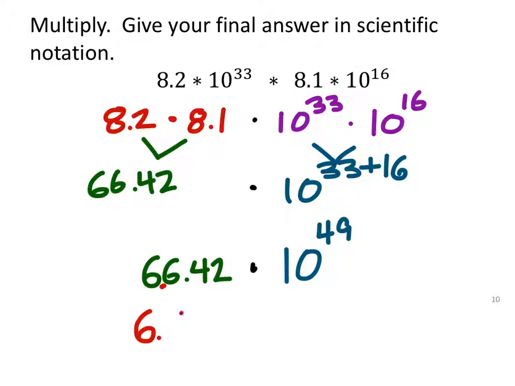So I know it's going to be 6.642, and yes, we'd multiply that by some base 10 value, but the moving of that decimal makes that 66 a smaller, just 6 value, which means that I've got to make my exponent a bigger value. So the 66 became smaller by 1 decimal place, so I've got to make my exponent larger by 1 decimal place, which would give me an exponent of 50. And that would be the answer right there.